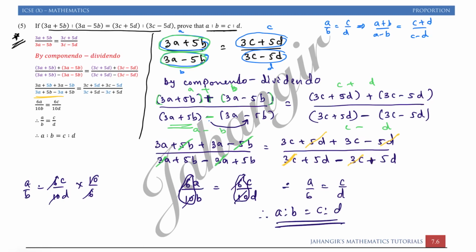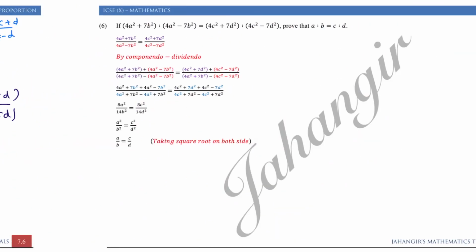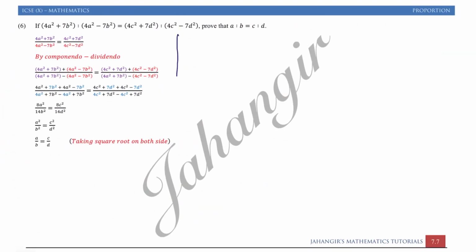Okay. Next question is also of the same type. We have 4a square plus 7b square upon 4a square minus 7b square. While writing the question you should know that in the numerator we have a, b and in the denominator we have a, b, but the terms are totally the same and only the signs are different. So whenever you have this pattern of question, you can always do componendo dividendo.